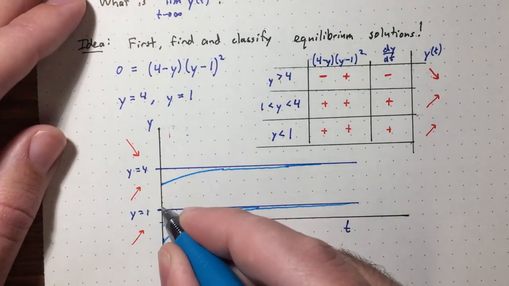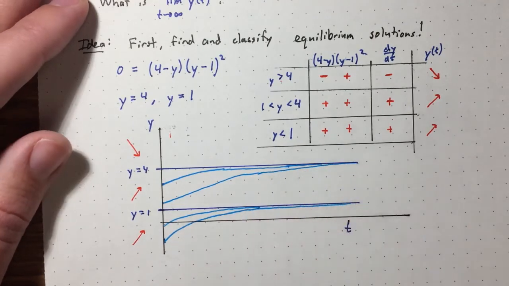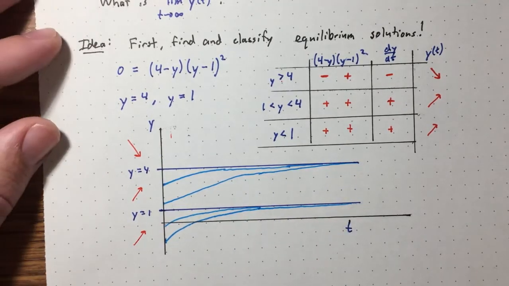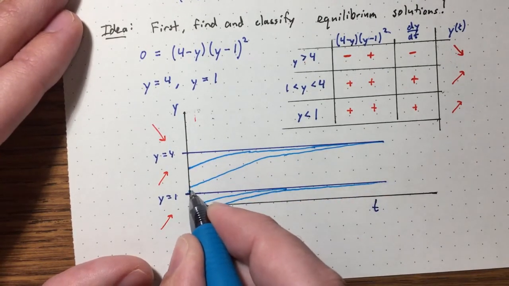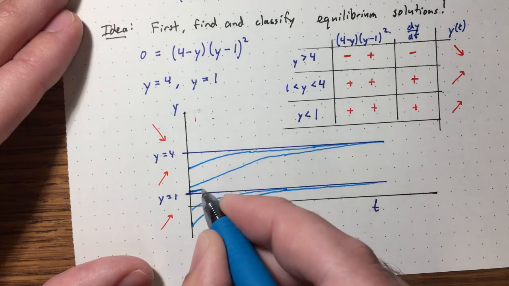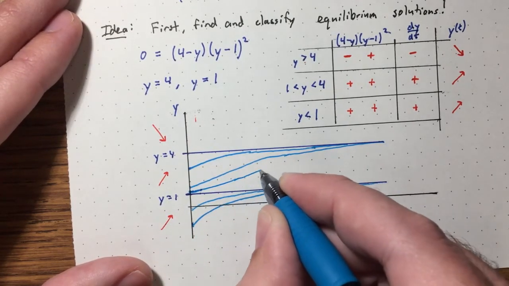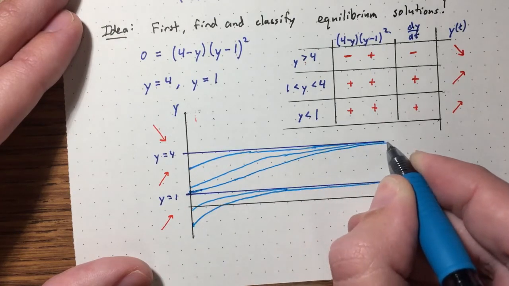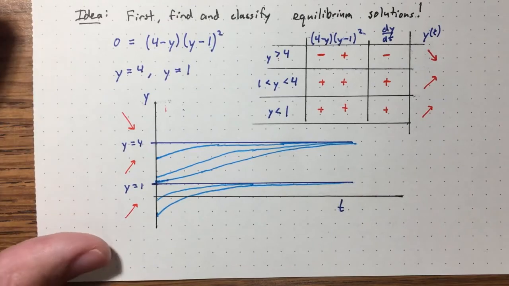If I start down here, I'm going to also approach this equilibrium, maybe a little more slowly. Even if I start really close to this one, maybe I'm so close I'm going almost horizontal, but all solutions in this region will increase, right? So I will eventually increase. And where will I increase to? I will increase to this equilibrium, y equals 4. Okay.